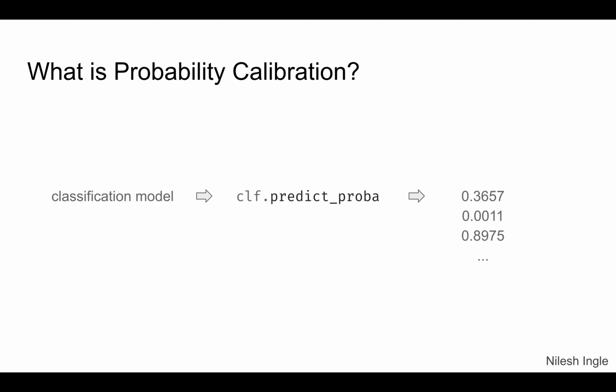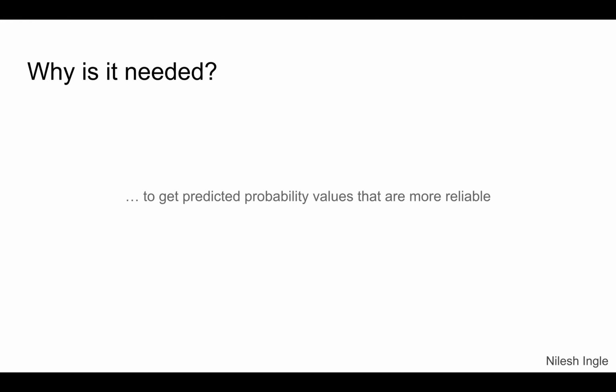With probability calibration, the algorithm gives us probability values that are calibrated, and this is done through several cross-validation loops and binning, and we'll look at examples of that in a little bit.